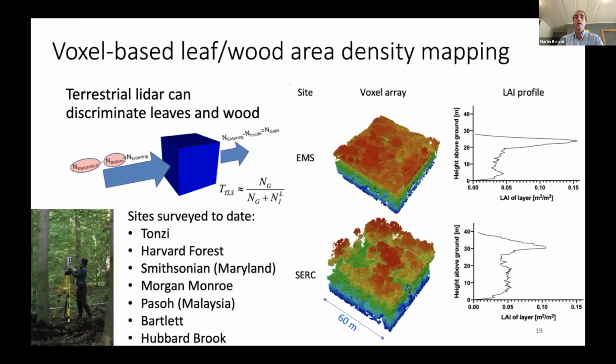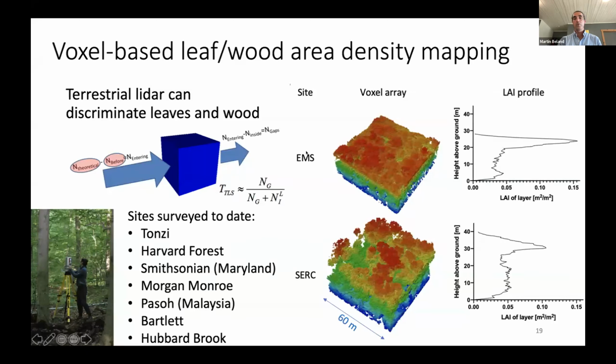And we do this by using voxels. These are cubes, and in each cube within an array, our plots typically about 60 meters by 60 meters, we look at how many laser pulses come in and how many laser pulses are intercepted by wood or by leaf material. And using Bayes' law or contact frequency methods, we then derive a density of foliage inside each of these cubes. And we have these cubes for the whole array or the whole plot. And so we know where the leaf material and the wood material is located.